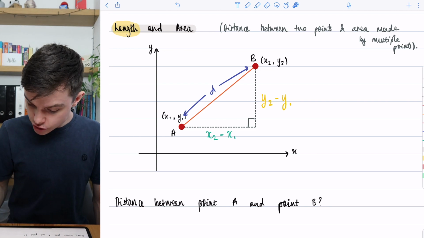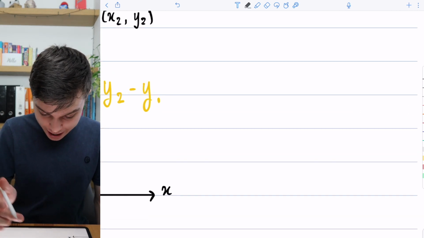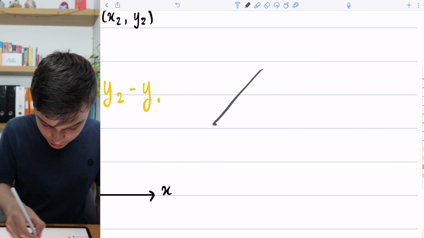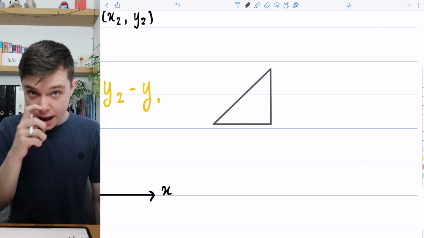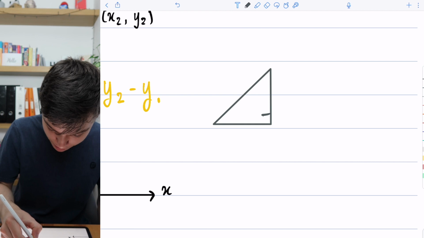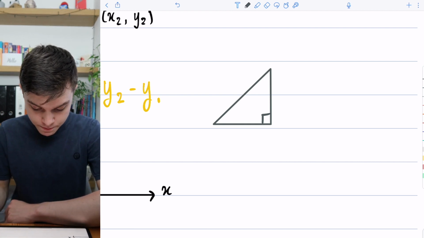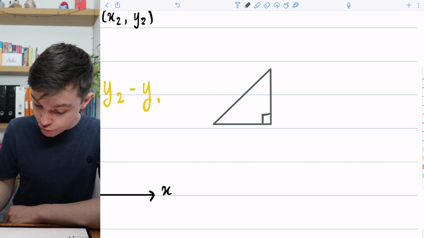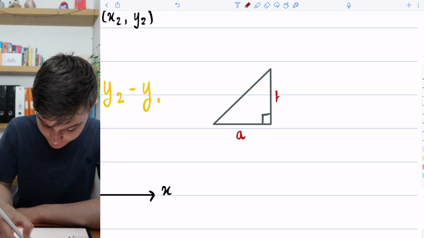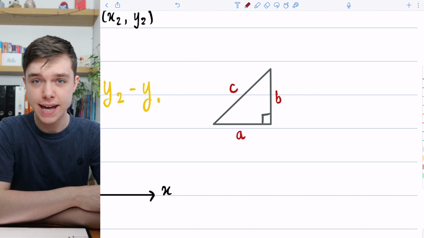Well, I'm going to draw down here a little triangle, and I'm going to do it in grey, okay? Here we have a right angle triangle. There's the right angle, okay? And let's say we have 3 sides. We have side A, we have side B, and we have side C.